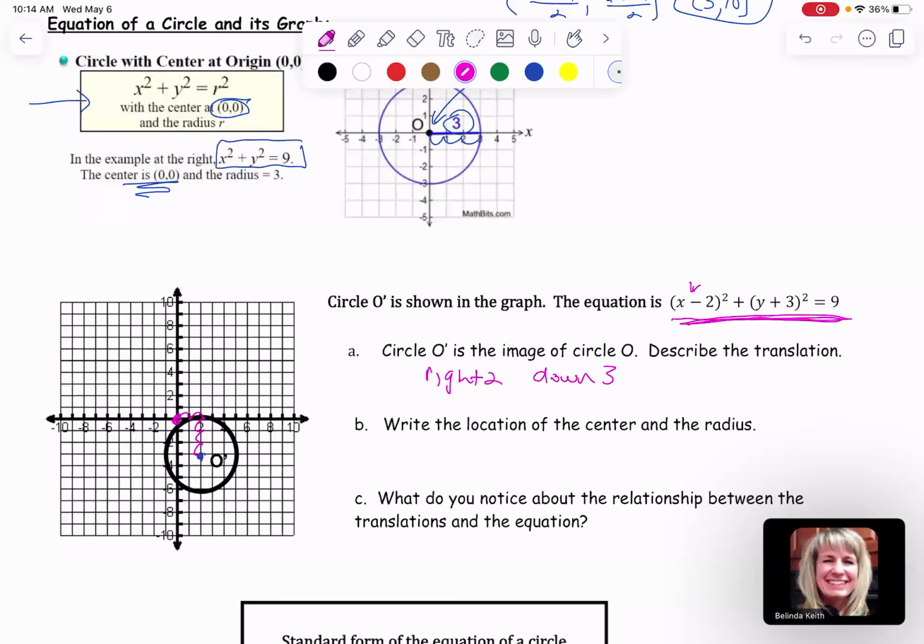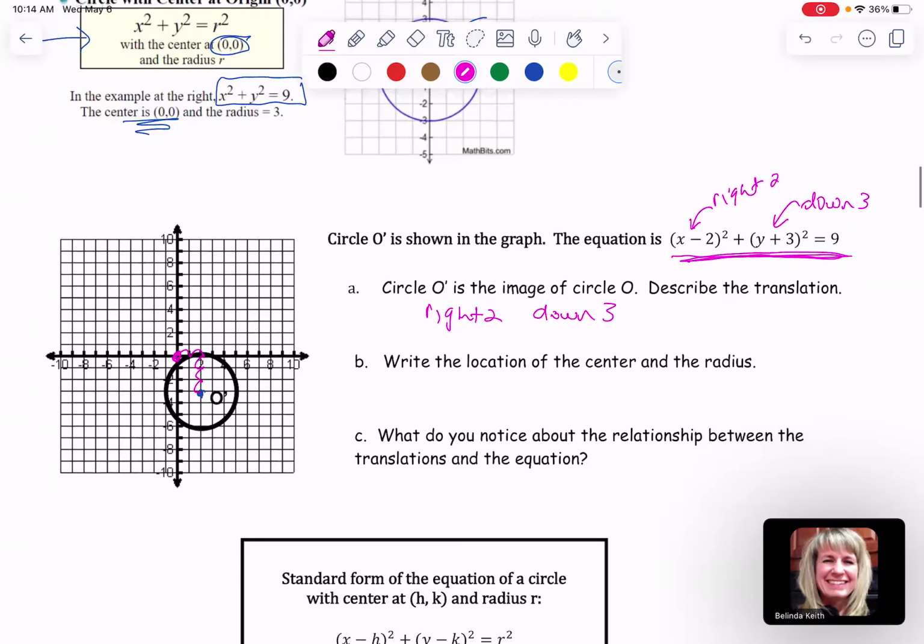We went to the right 2, and that's shown with this right here. So that's the right 2. We went down 3, and that's shown with this part right here. It's kind of opposite of what you think. I mean, right had a minus sign, down had a plus sign, but that's the way it's going to always be. It's opposite of what you think inside your parentheses. My center then is now, I can tell it's now at 2, -3.